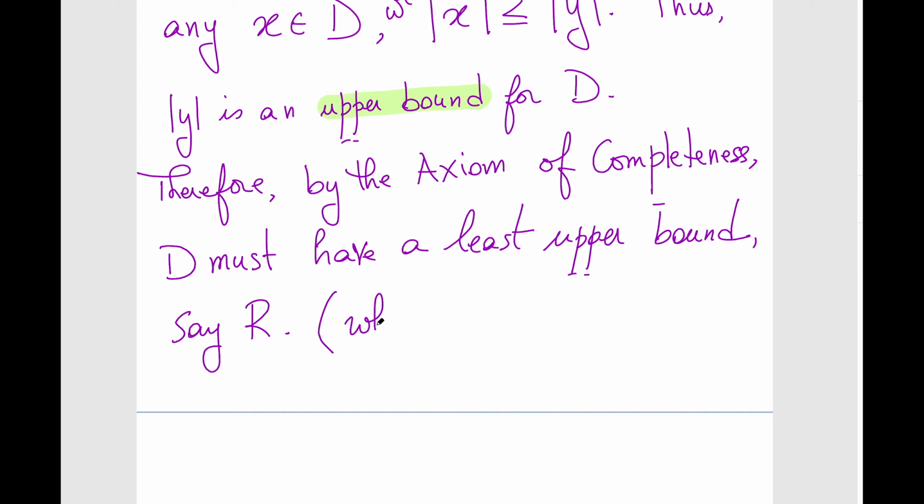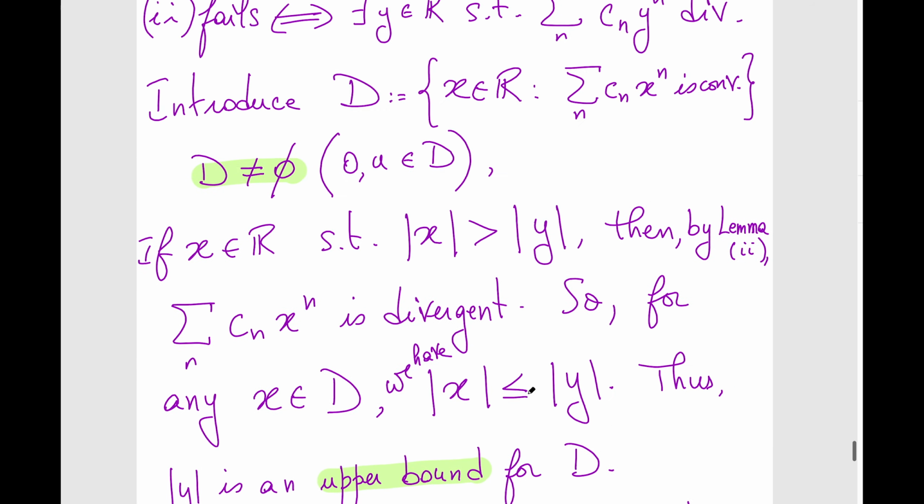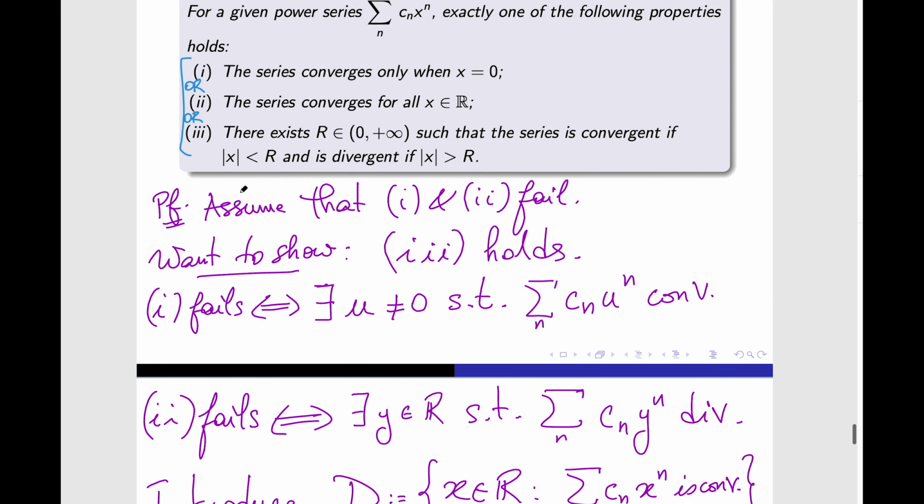So y is R, finite and positive. Okay, so I gave you the ingredients, just put them together. Very good. So now I want to show that part 3 holds. I want to show that part 3 holds. So I got my hands on the R.